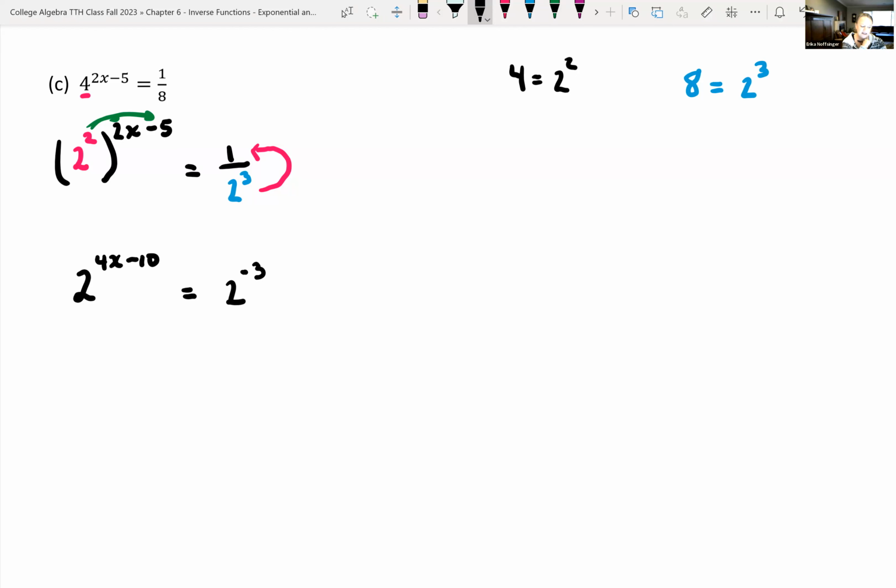So we manipulated the bases to be the same here. And so now we can just set our exponents equal to each other. So we have 4x minus 10 is equal to negative 3. Let's isolate x, so adding 10 to both sides. So we have 4x is equal to negative 3 plus 10, or 10 minus 3 is positive 7. Divide by 4, we get x is 7/4.